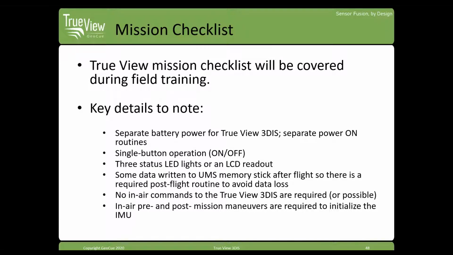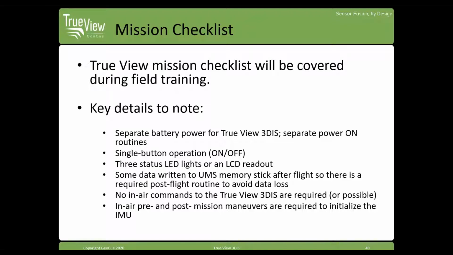Some things to note. Since the system is powered by its own battery, there are 2 power cycles, so the drone and sensor can be powered on at different times. The TrueView, at least in proximity mode, is a 1-button operation. You just turn it on, and it should be good to go until it's done collecting, and then you can turn it off. Of course, you have the readouts that give you some data.